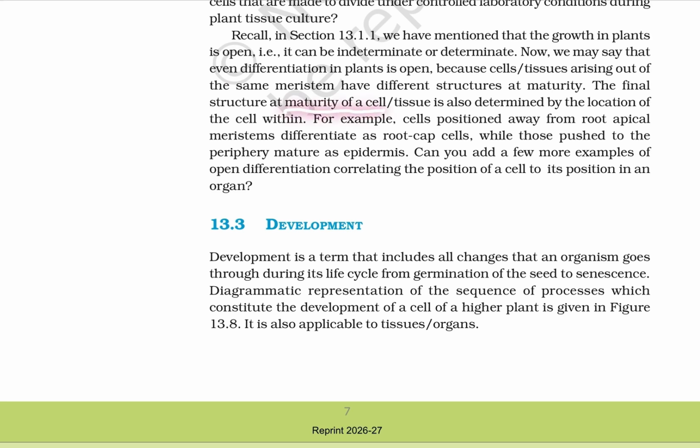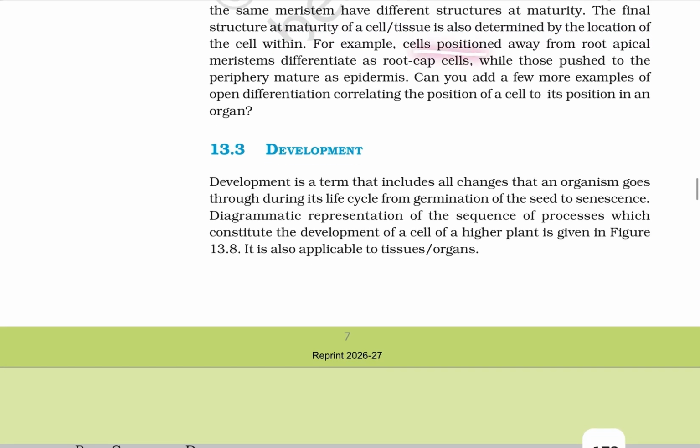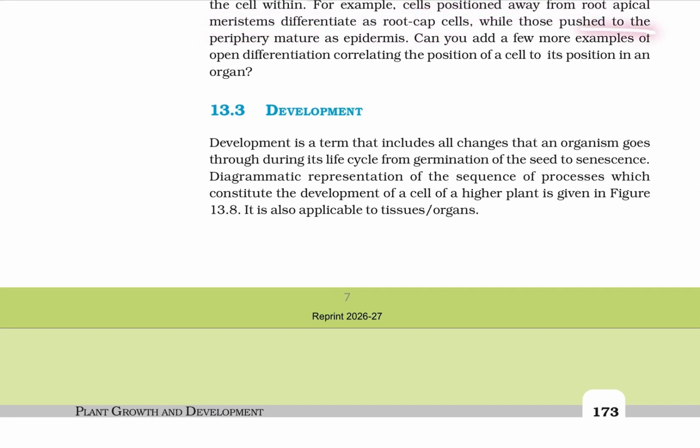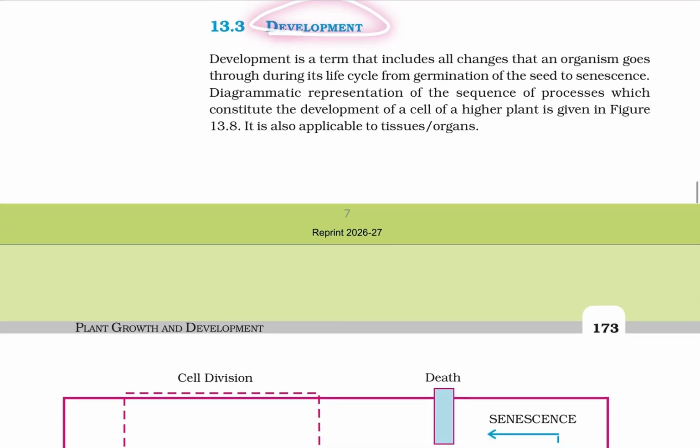The final structure at maturity of cells and tissues is also determined by the location of the cells within. For example, cells positioned away from the root apical meristem differentiate as root cap cells, while those pushed to the periphery mature as epidermis. Can you add more examples of open differentiation, correlating the position of cells to their origin?